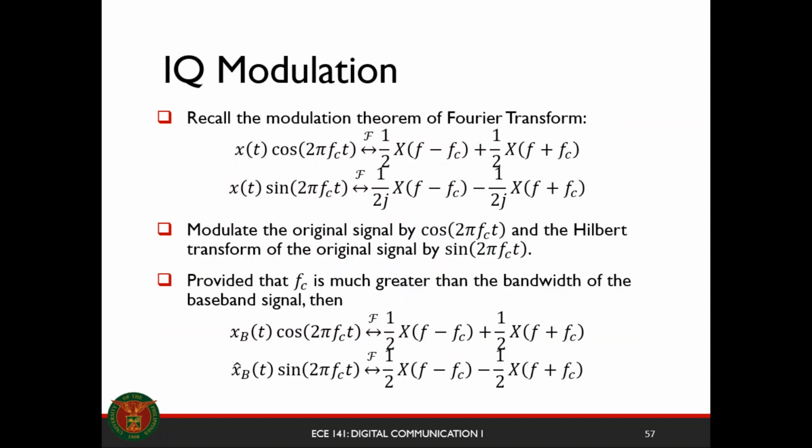Now, to shift our frequency, recall we use IQ modulation. One is multiplied by a cosine component, one is multiplied by a sine component. Okay, and basically the cosine component is multiplied to the original signal, and the sine component is multiplied to the Hilbert transformed signal right here. And you'll get these two spectra.